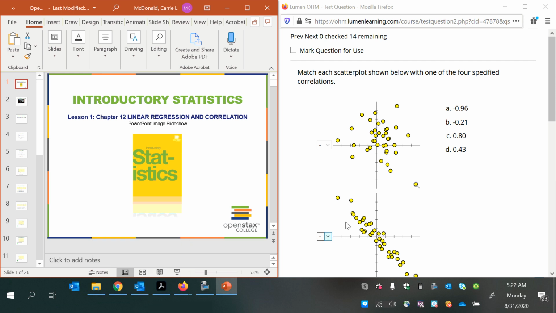In this video, I'm going to show you how to answer this question, asking us to match each scatter plot shown below with one of the four possible correlations that are listed here. So let's get started with just introducing ourselves to the concept of linear regression and correlation.